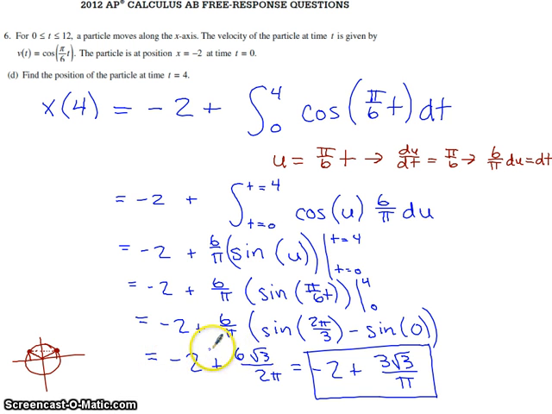If you continue to try to simplify, you can divide both of these by 2, or basically just cancel them, and then you're left with a 3 outside the root. You still have the square root of 3, and it's over pi. So kind of an ugly expression, but that is going to be the final position at 4 for this particular particle.